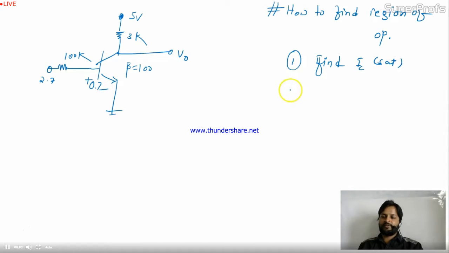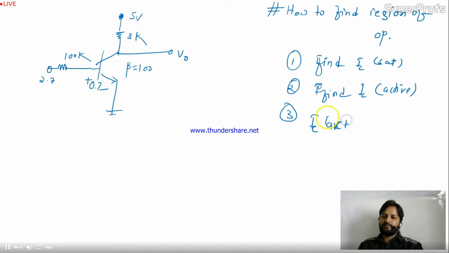You have to find IC saturation. Secondly, you have to find IC active. In the third case, if IC active was greater than IC saturation, this condition is not possible because IC saturation is the max current in BJT.